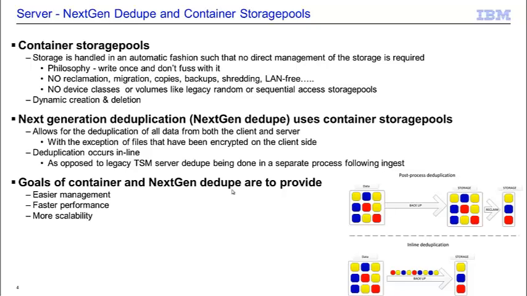What container storage pools bring, though, is the new inline deduplication. So when the server is writing data out to these storage pools, the data is being deduped as it's being written. This is versus our old legacy dedupe, where it was an out-of-band dedupe. Now, both types of deduplication are still supported, but as you'll see on the next slide, there are many advantages to the new inline deduplication. So storage pools of the container type are going to bring to the table easier management, faster performance, and more scalability. And we're going to talk about that some more in the other slides.